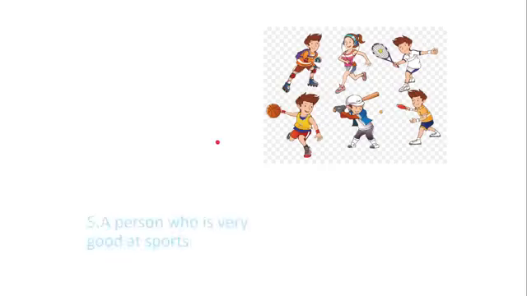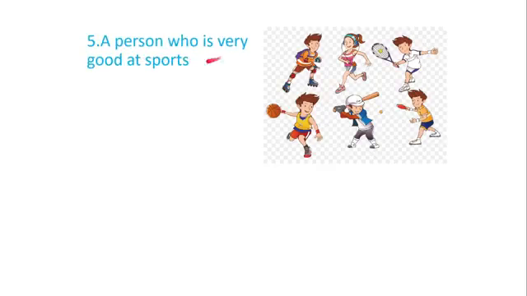Number 5. A person who is very good at sports. Can you tell me or can you guess the word? Super, it's athlete. Athlete here means a person who is very good at sports. Can you tell me what part of speech is the word athlete? Super, it's a noun.